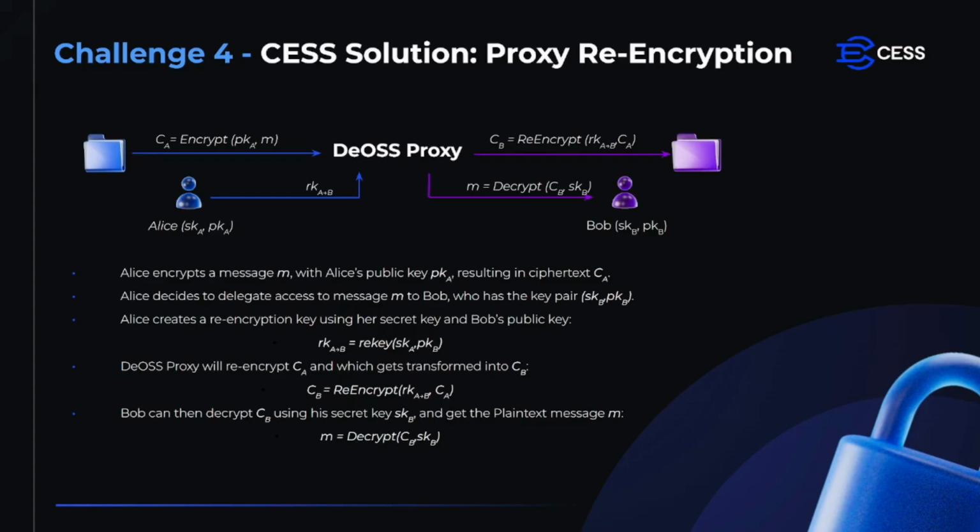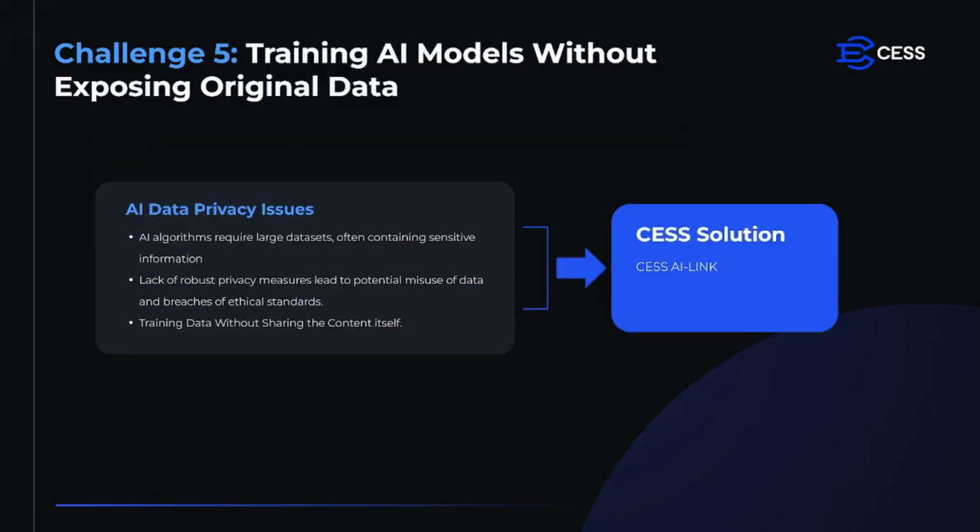Once the ciphertext CB is created, Bob can use his own secret key, SKB, to decrypt CB. This decryption process reveals the original plaintext message M, which was encrypted by Alice, but is now accessed securely by Bob. This mechanism ensures that while Alice's message remains encrypted, it can be securely shared with Bob without needing to decrypt it first. Proxy re-encryption provides a robust solution for securely managing and sharing encrypted data, safeguarding it against unauthorized access, while enabling authorized parties to gain access to the content.